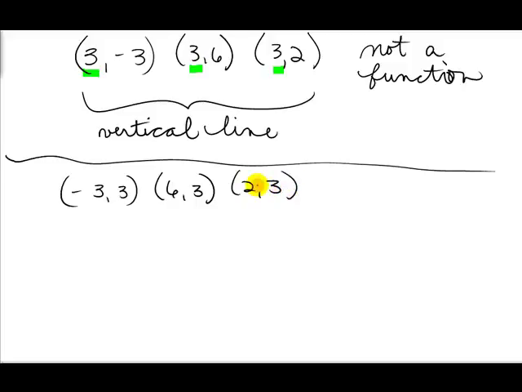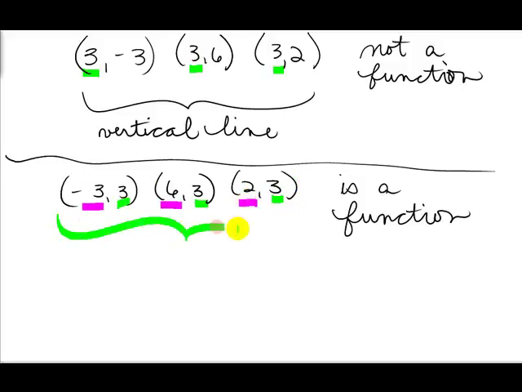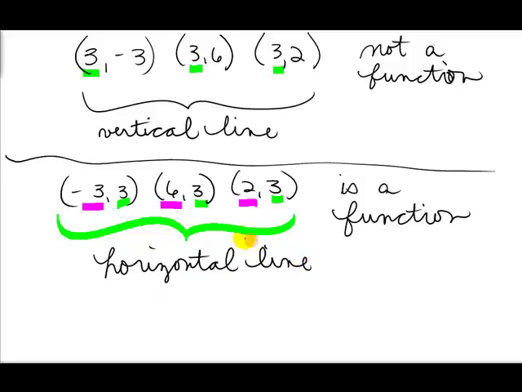Here we have another set of ordered pairs, and we notice that the x's are different, so it is a function, even though we used the same y number over and over. That's fine. It's the x's that have to be different. And what this creates when we have the same y numbers is a horizontal line, if we were to graph this.